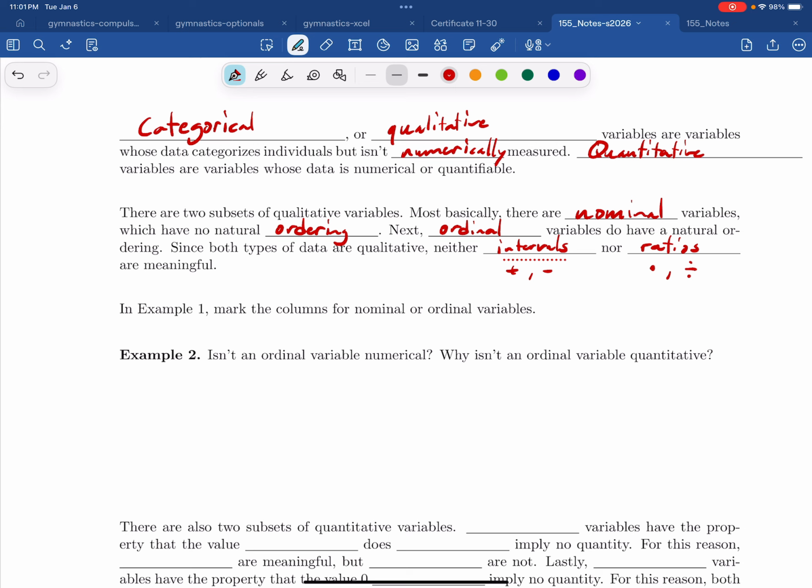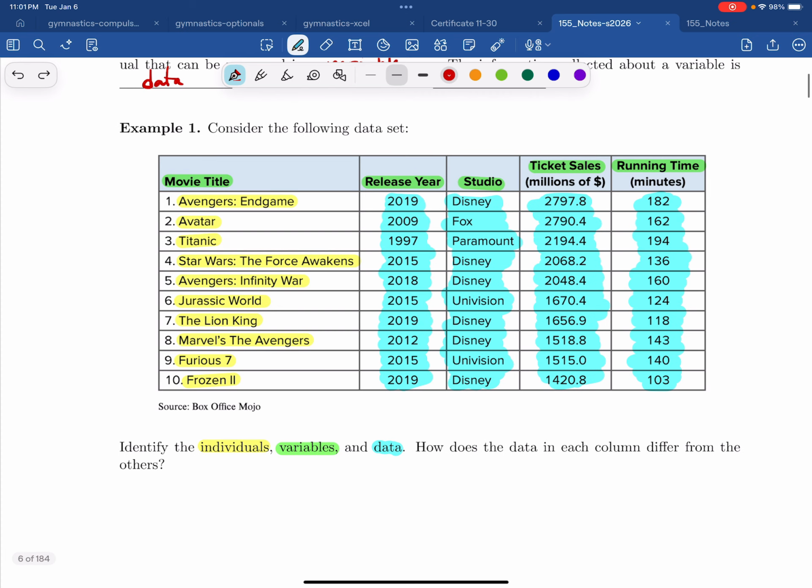So in example 1, mark the columns for nominal or ordinal variables. Pause the video and see if you can do it. Movie titles are actually ordinal variables. Now, of course, without the rankings, they just would have been nominal. But because we have these rankings, they're ordinal. Okay, there is one other nominal variable. You see that? It's the studio, right? It's just a name. There's no ordering to this. You could alphabetically order them if you wanted, but that's not what we're doing. Okay? Nominal.